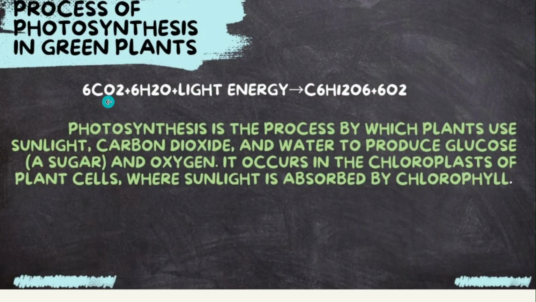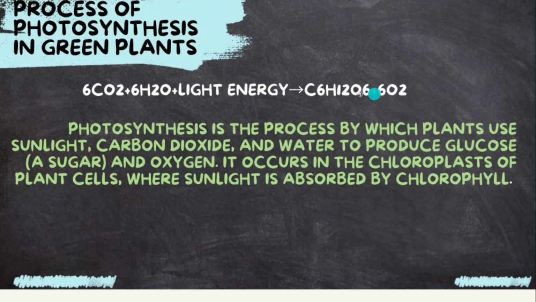This is carbon dioxide plus water, and this should be sunlight over chlorophyll, so light energy meaning sunlight, and then chlorophyll, which is inside of our green plants in the leaves, and all of that is going to combine to produce glucose and oxygen. So this is C6H12O6. This is glucose. 6O2. This is oxygen.